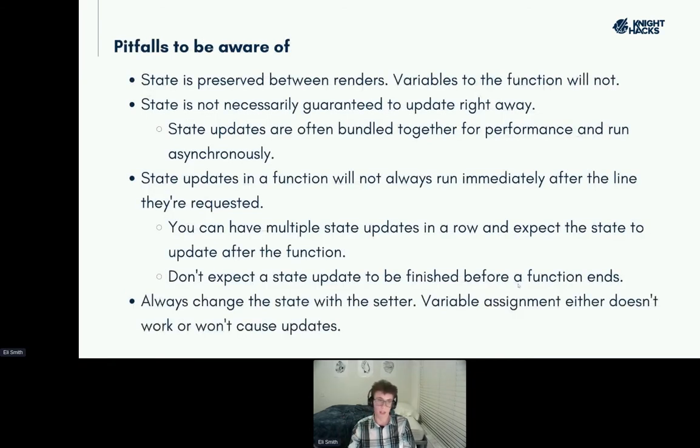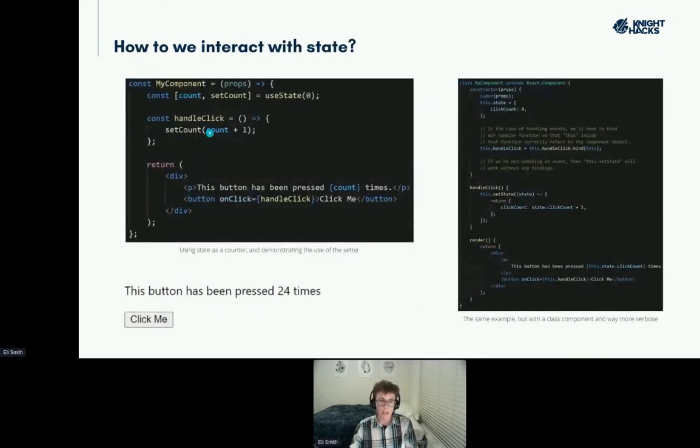Okay, so there's a couple of pitfalls that you definitely need to be aware of if you're creating a React application and managing state. State is preserved between renders. Variables that you declare in the function are not. So if we go back here, we're creating a variable for this function reference. And every single time this component re-renders and our myComponent function is called, this function is going to be recreated and then stuck into the variable here.